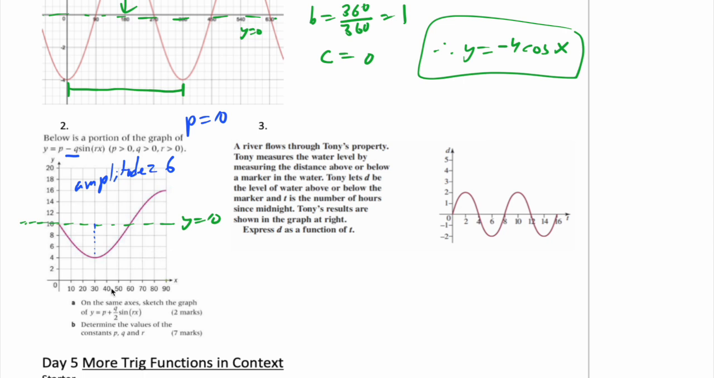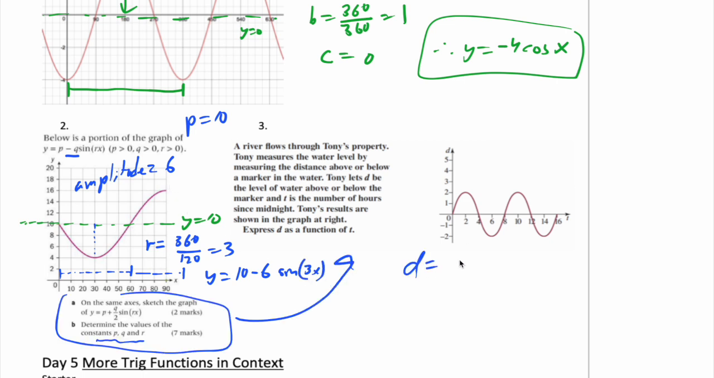Okay, so let's get the R value now. R equals 360 always, divided by the period. Now the period here, we don't actually see the whole function, but you can see half the period is 60, so the whole period is going to be 120. So R equals 3. So this equation is y equals 10 minus, what do we say Q was? 6. Yeah, 6 sine 3x. That will give you this equation right here.